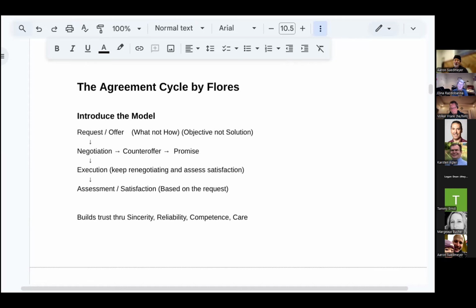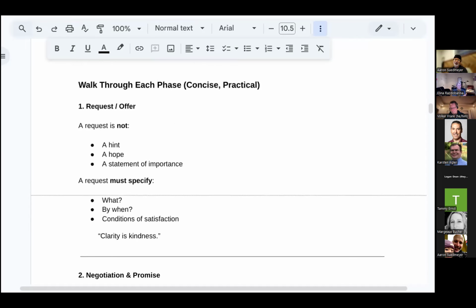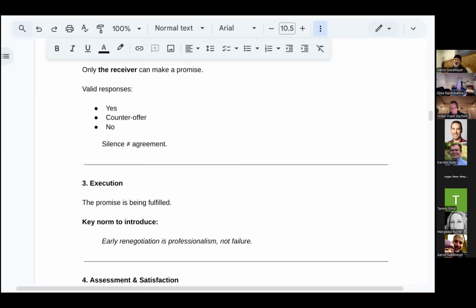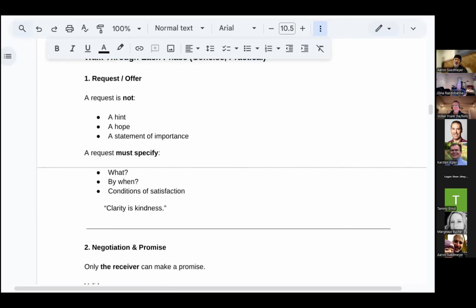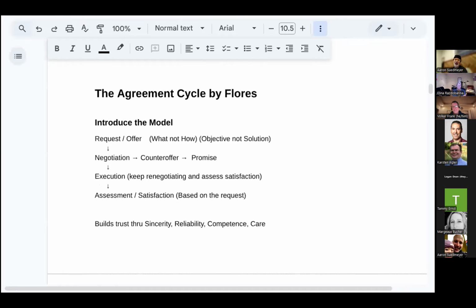I'm going to walk through the Flores cycle, and we can go a little bit into each section of it, but let me give you a brief overview and a brief description, and then we'll see how it applies to your particular activity. The model starts with a request or an offer. This is what you need, not how. A lot of times people come to you with hows, like, hey, I need a PowerPoint. And it's like, why do you need that? What's the actual objective? It's to communicate this to this set of people, right?